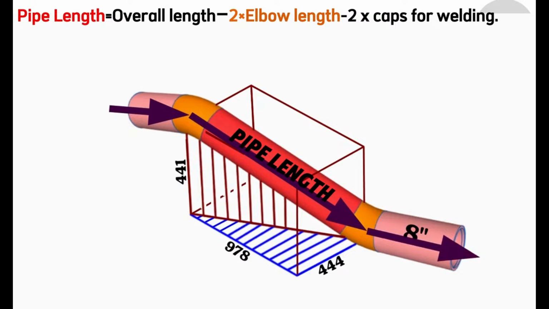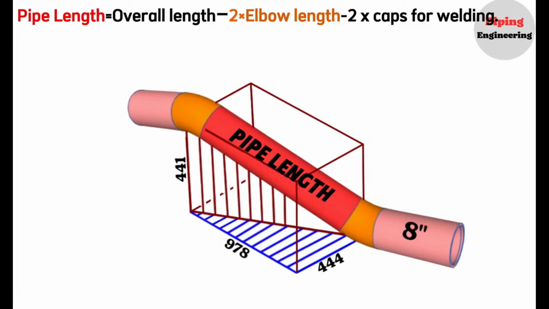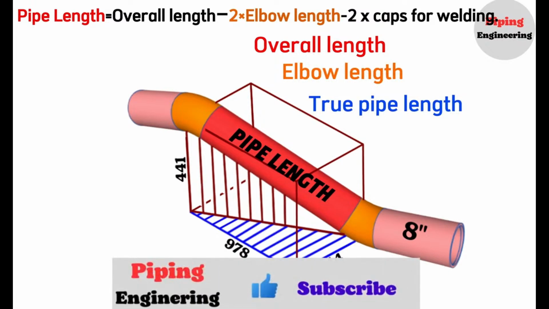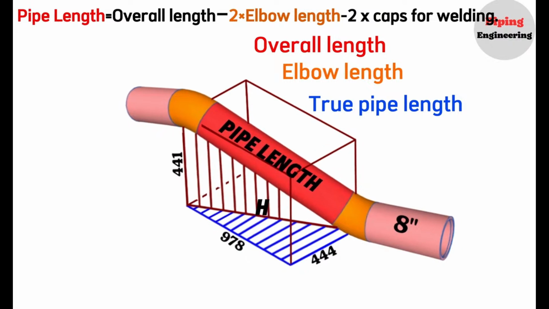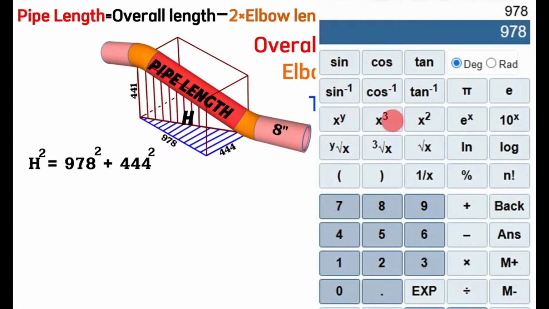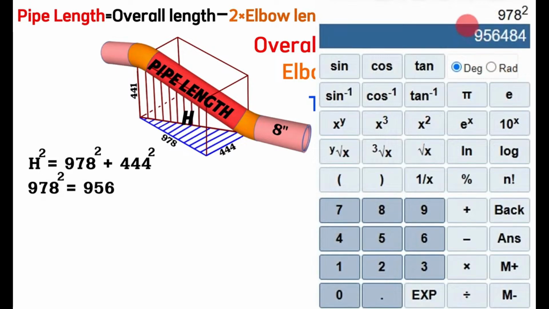During the double rolling of a pipeline, 2 right-angle triangles are formed using dashed lines. We will use these triangles to calculate the overall length, elbow length, and true pipe length. Let's first label the hypotenuse of the horizontal dashed line right-angle triangle with the letter H and then determine its length. To find this hypotenuse, we will use the Pythagorean theorem. According to the Pythagorean theorem, the square of the hypotenuse H will be equal to the sum of the squares of 978 and 444. Using a calculator, we find that the square of 978 will equal 956,484.